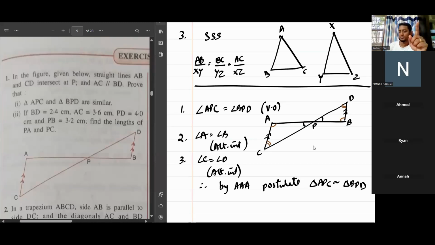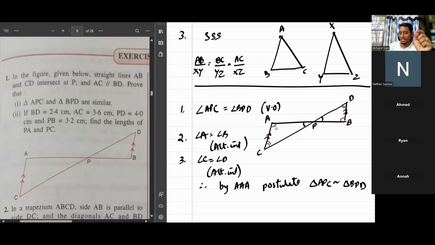So for this triangle, we have this angle over here, which I'm pointing at, that's APC, which is vertically opposite to angle DPB. So that's your first part that's equal. These two angles are vertically opposite, so they're equal to each other.